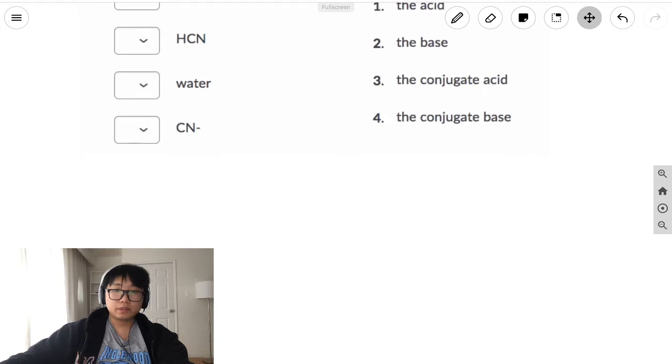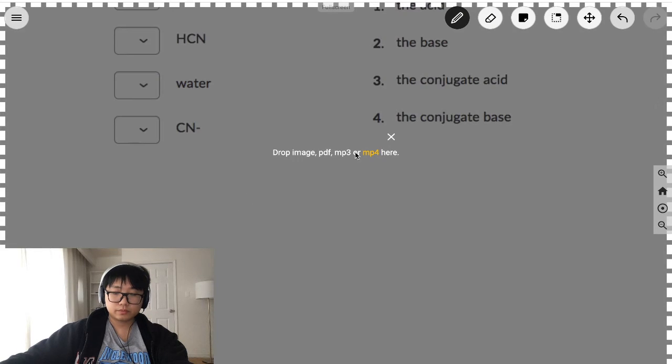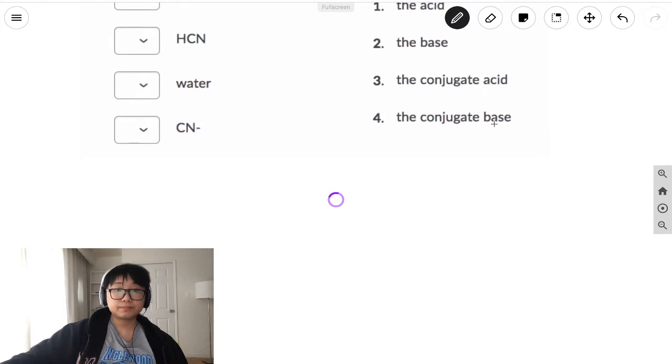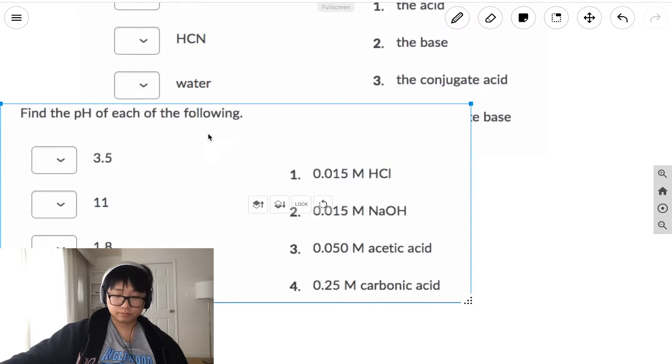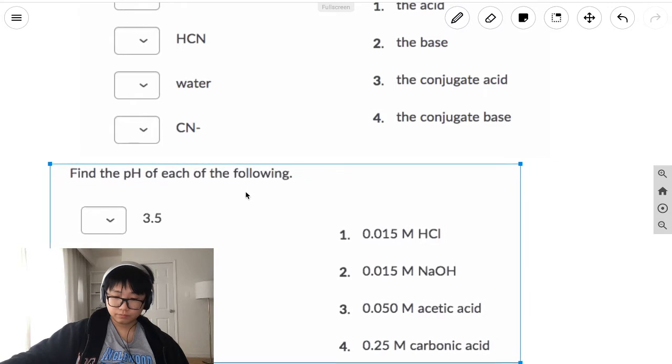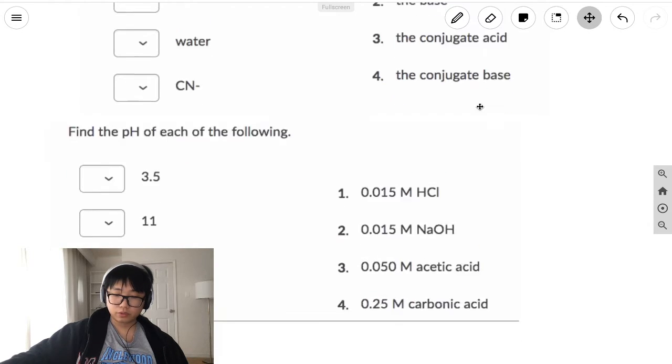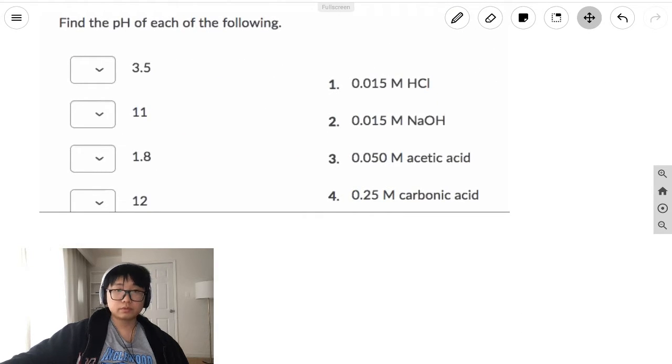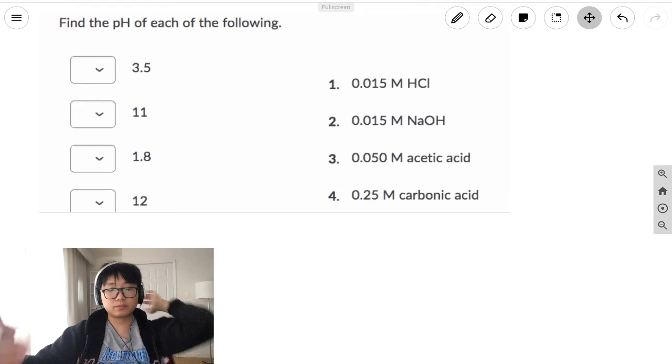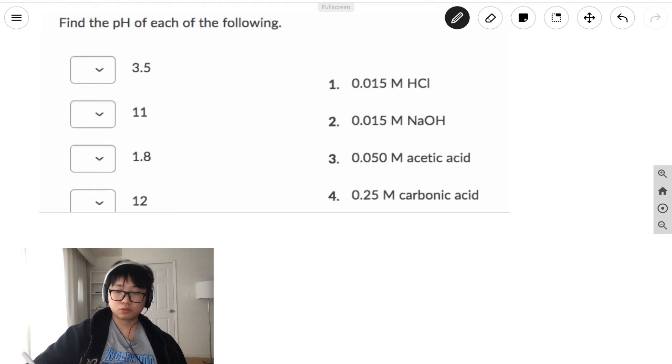Okay, find the pH of each of the following. Say that again. Are you on the whiteboard? No, you are not on the whiteboard. I don't see you. I posted it on the Zoom chat, but it doesn't matter. I'm just talking, in case you want to revisit this as a practice or as a reference.